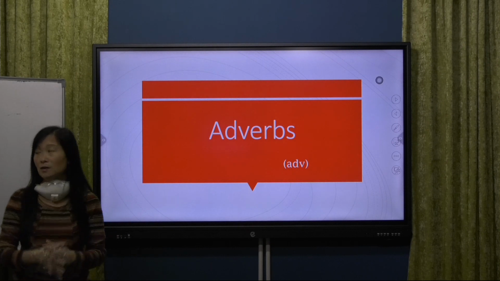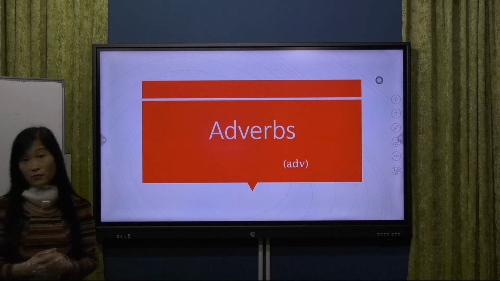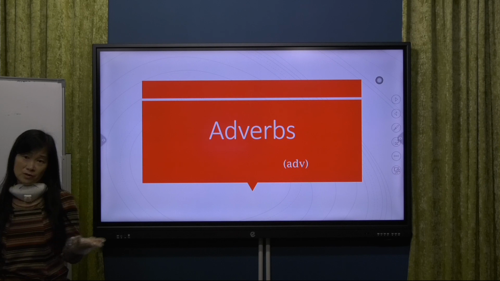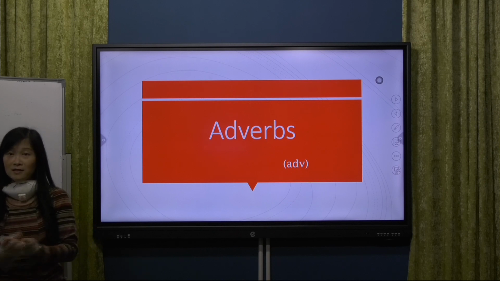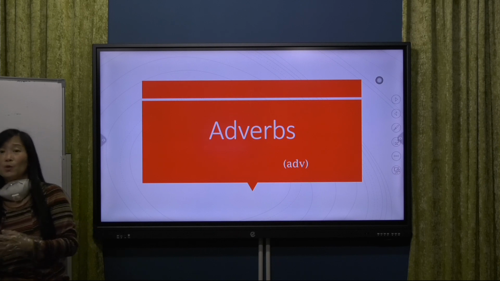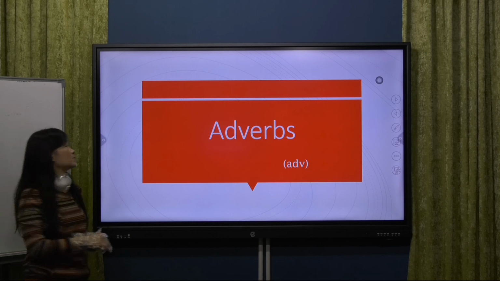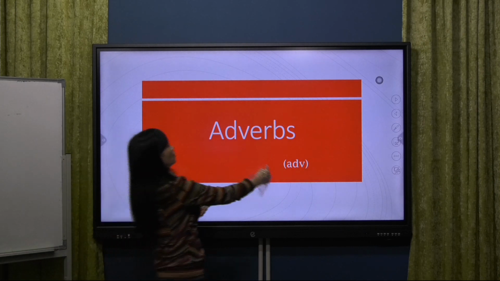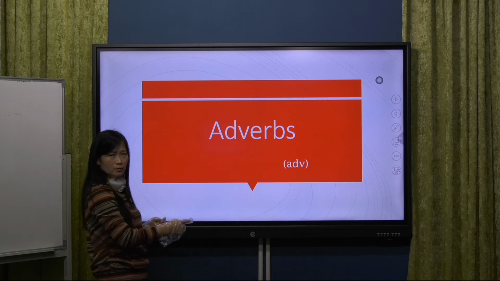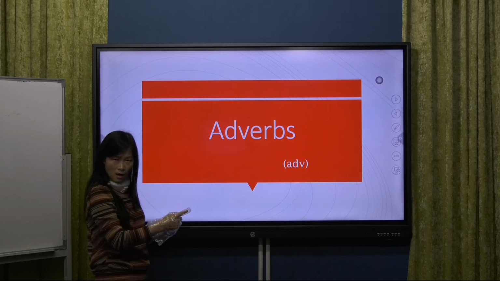Adverb. So, actually, this is the focus of my lesson because I know that many of you do not have any idea about adverbs. So I will tell you more about this in this lesson. So adverbs, the short form ADV. What is adverb?